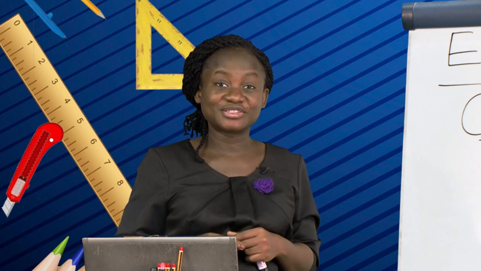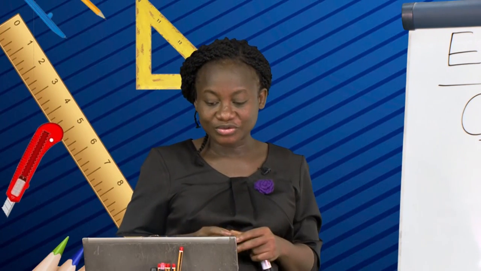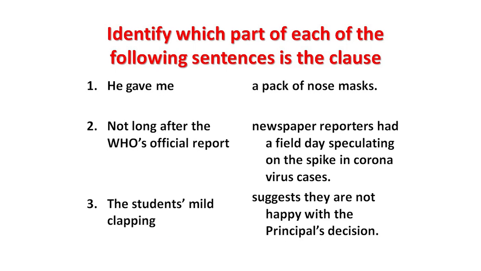Let's have an evaluation to test if you really have comprehended what a clause is. For the next set of sentences, I've divided each sentence into two parts. You're going to tell which part of a sentence is the clause. The first one says, he gave me a pack of nose masks. The first part says, he gave me. The second part says, a pack of nose masks. Which of these two parts is a clause?